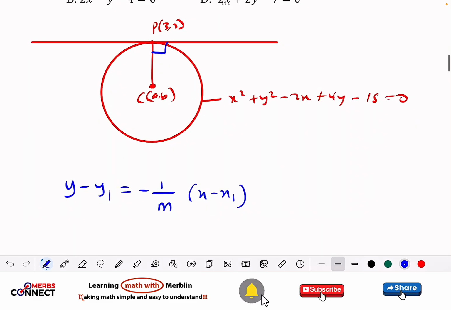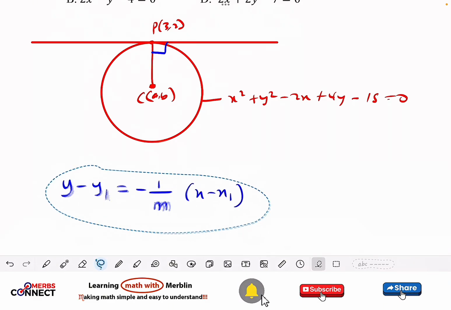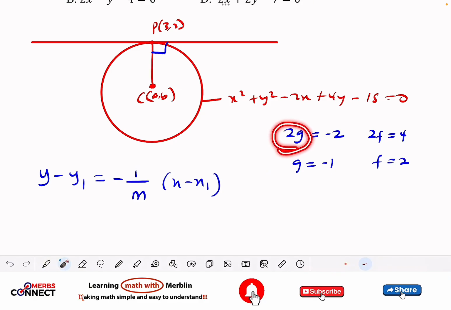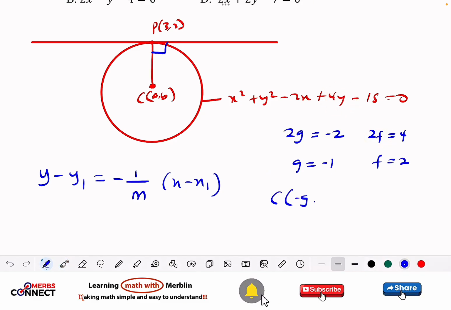So what we just need to do is find the center, and we use the center and the P to find the slope, and then we take the reciprocal to do that. So now let's do that. What's the center here? 2g is equal to minus 2, so g is equal to minus 1. 2f is equal to 4, and f is equal to 2. So 2g always goes with the coefficient of x, and 2f always goes with the coefficient of y. Center is (minus g, minus f). So this is going to be (1, minus 2).